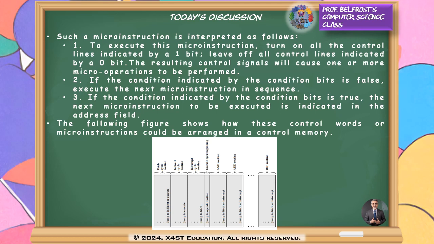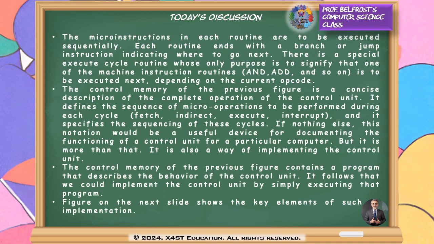Such a microinstruction can be represented as follows. To execute this microinstruction, just turn on all the control lines indicated. If the condition indicated by the condition bit is false, then execute the next microinstruction in sequence. But if the bit is true, then the next microinstruction to be executed is indicated in the address field. Here is the following figure that shows the control words or microinstruction arrangement in a control memory. The microinstruction routines are to be executed sequentially, as we have known, and each routine ends with a branch or jump instruction indicating where to go next.